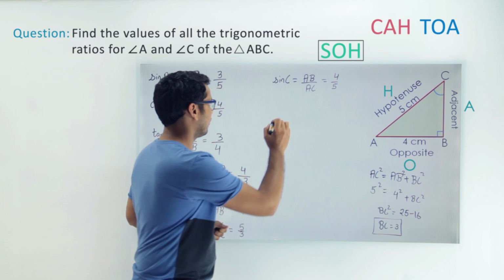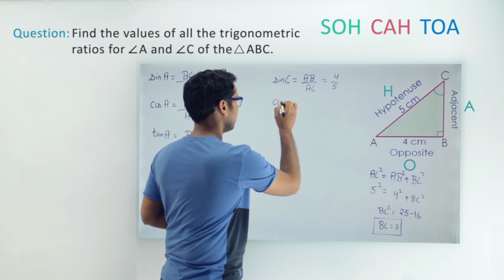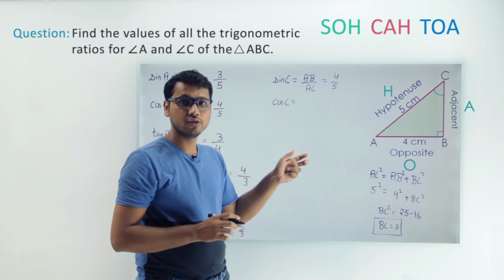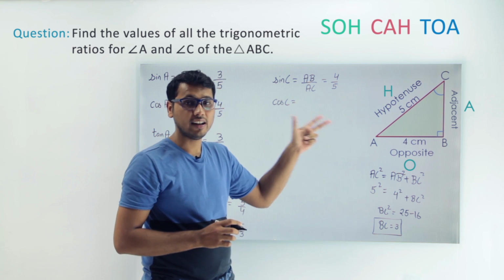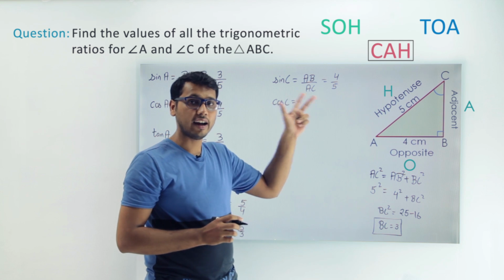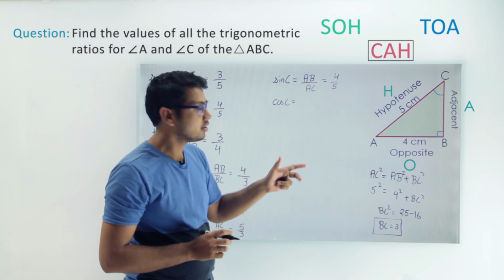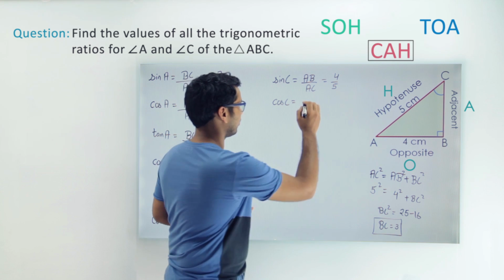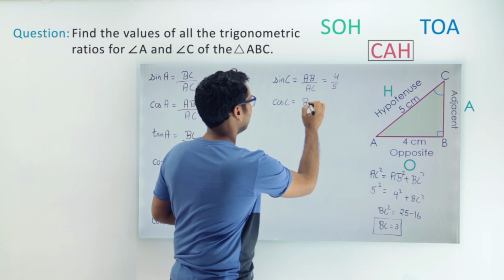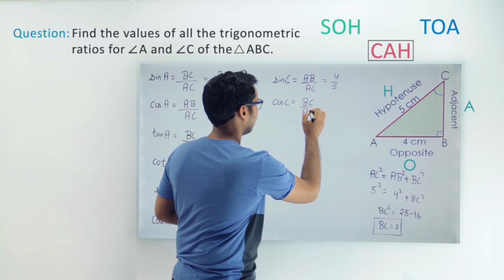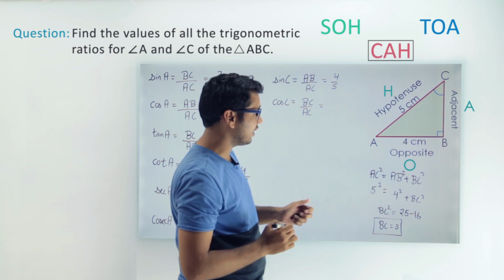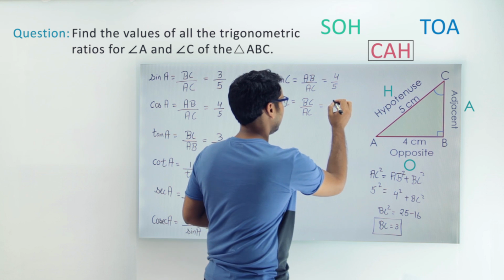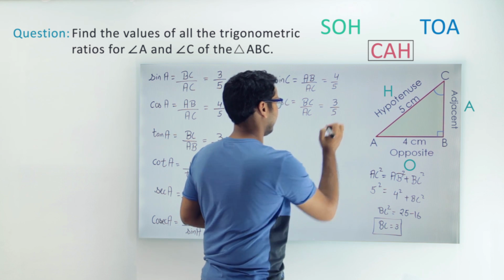Similarly, we can find the value of cos C. Now when we are doing cos, we have to take CAH. CAH says that cos is adjacent upon hypotenuse. So adjacent is BC and hypotenuse is AC. Putting the values, this will be BC upon AC, and BC is 3 and AC is 5, so this will be 3 by 5.